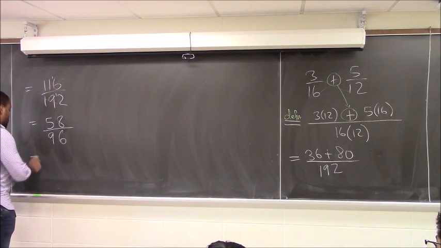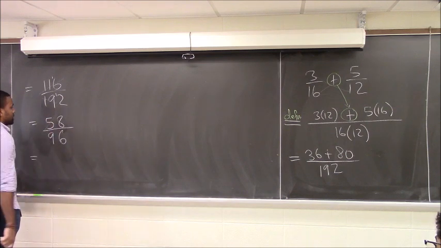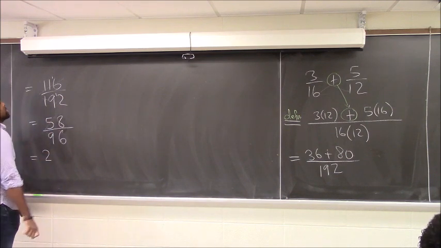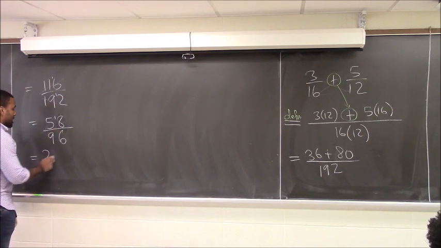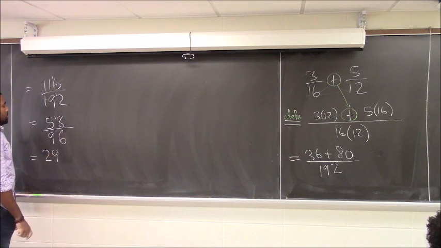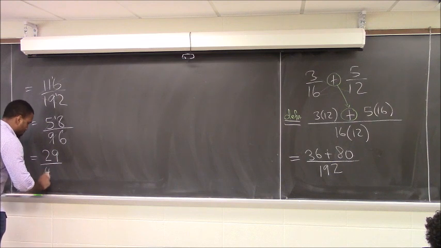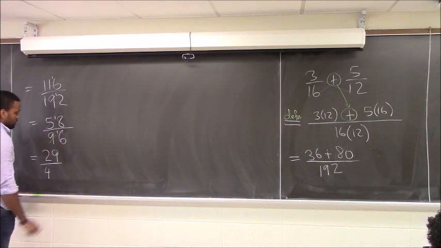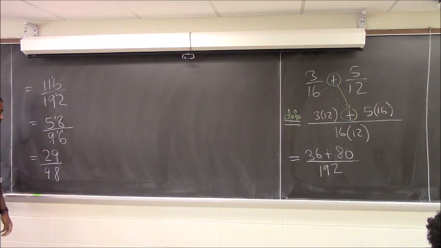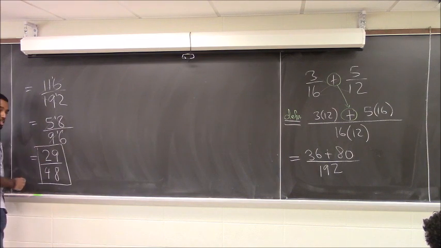We can go a little further. Into this goes 2 times, remainder 1. 2 into that goes 9. 2 into 9 goes 4 times, remainder 1. 2 into 16 is 8. Can we reduce that anymore? Right, no. And that's your answer.